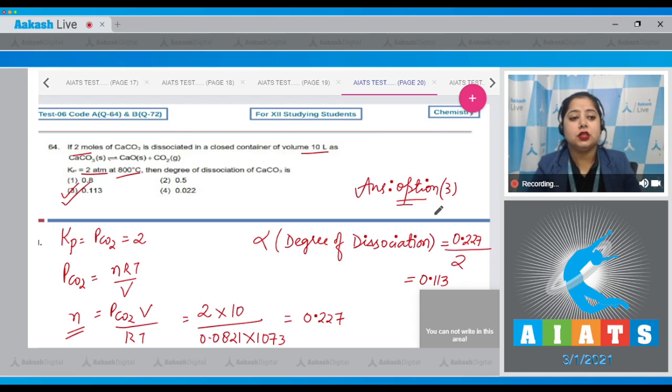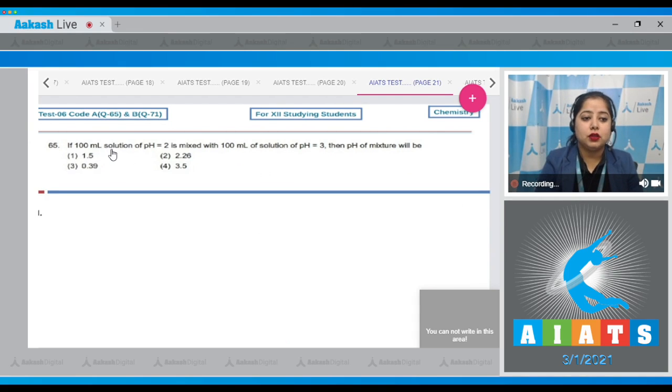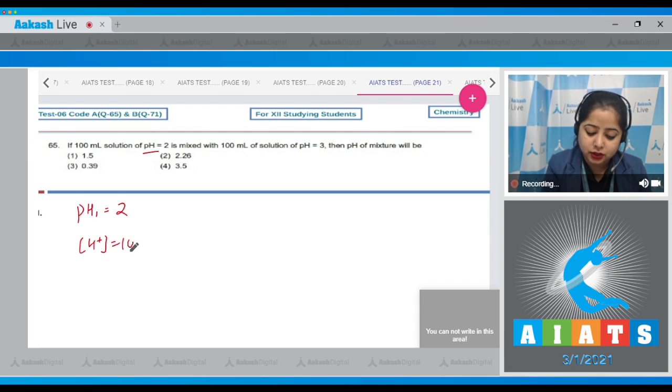Moving to next question, which is 65. Let's solve this question. If 100 ml solution of pH equal to 2 is mixed with 100 ml of solution of pH equal to 3, then the pH of the mixture will be. Student, here the first solution we are given has pH 2. So the pH of the first solution is 2, and that means the concentration of H⁺ ion here is 10 raised to the power minus 2. The volume given, let's take it as V1, is equal to 100 ml.